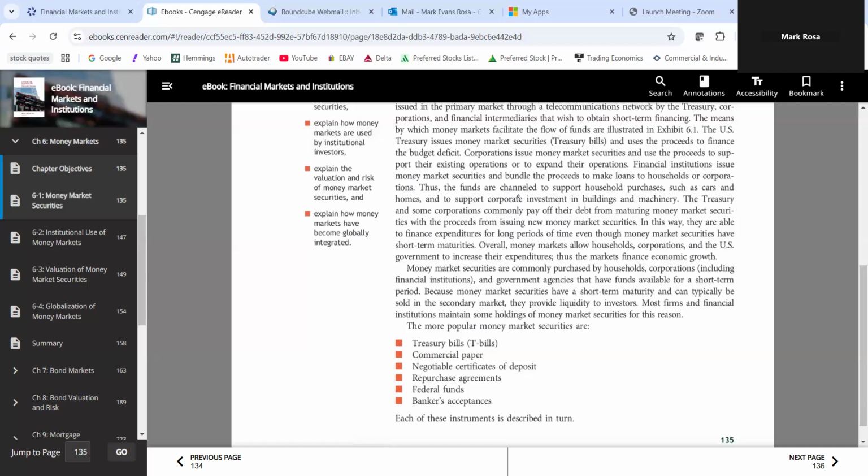You see in here where it says corporations issue money market securities to finance their operations. So it's short-term money to be turned over. For people that are very wealthy, the Bill Gates of the world, the Elon Musk, they have people that work just for them to turn these T-bills over. They might buy one today that's maturing in a week.